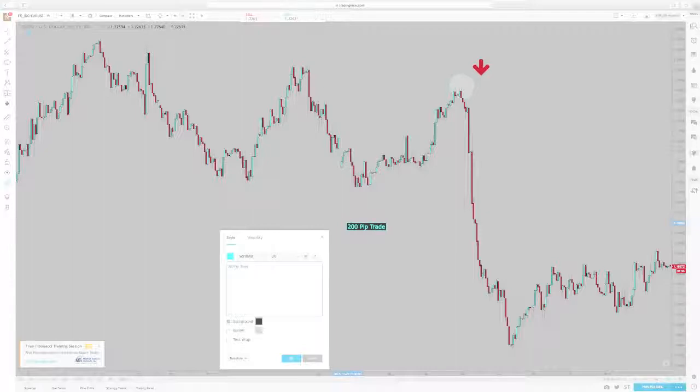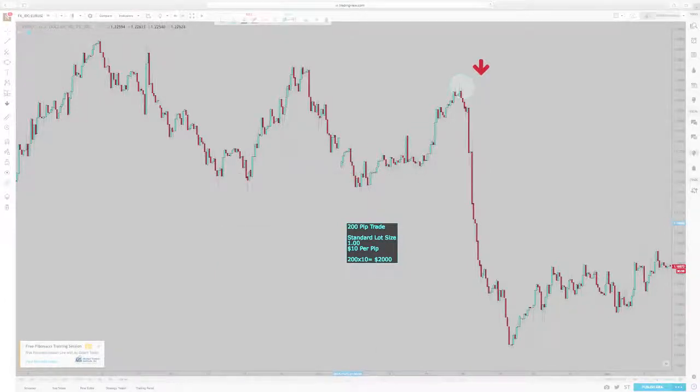Let's say you were doing a standard lot size, which is what? That's what it looks like, and that is $10 per pip. So 200 times 10 is 2,000. Here we go, folks. In a single trade, you just made $2,000.